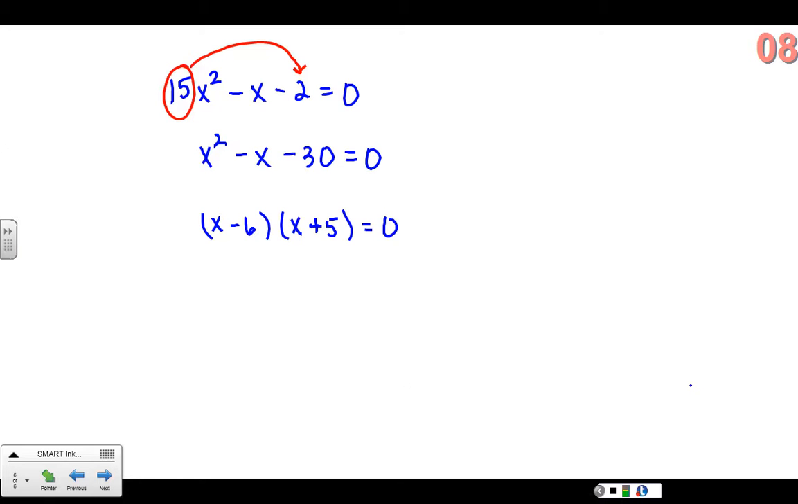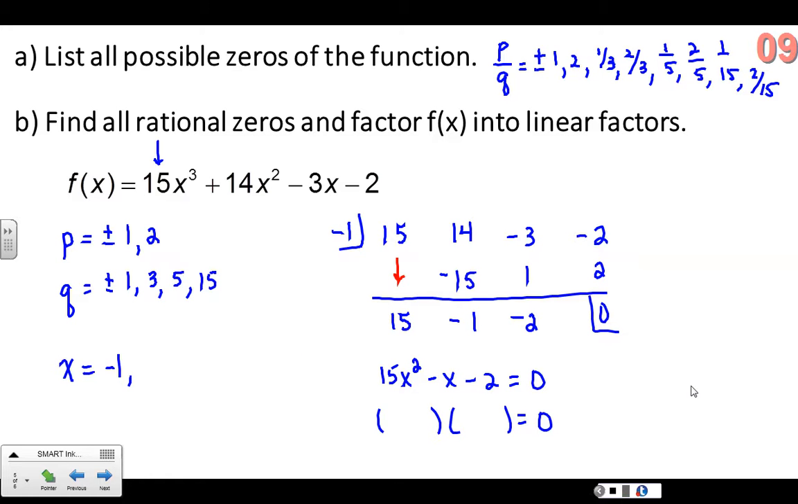Then divide out the 15 that you multiplied earlier. Let's reduce that. If we reduce 6/15, that would be 2/5 if you reduce by 3. And then x plus 5 over 15 would be 1/3. So the zeros will be 2/5 and negative 1/3. So let's go back there. 2/5 and negative 1/3. There's all of our actual zeros for this polynomial.